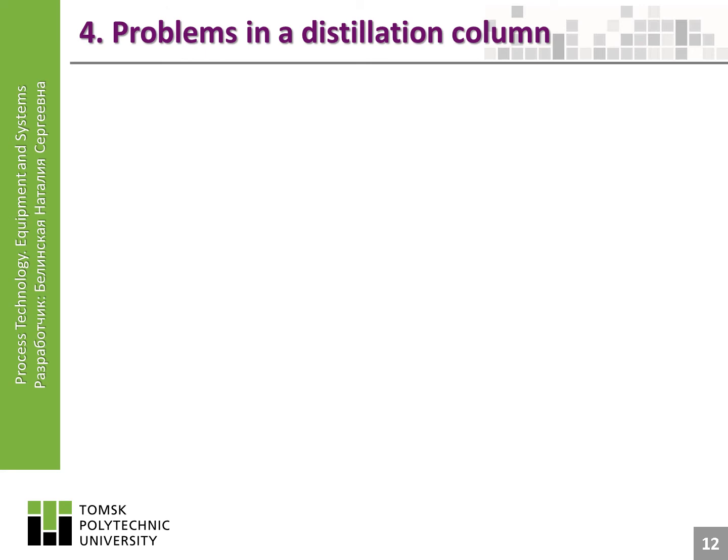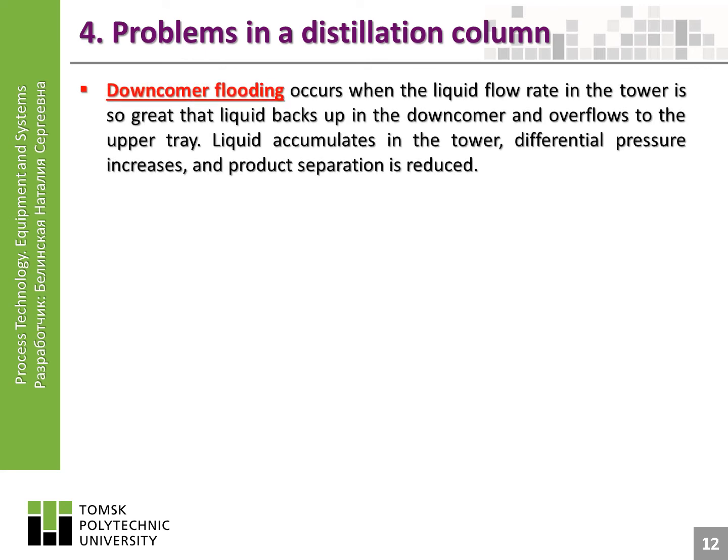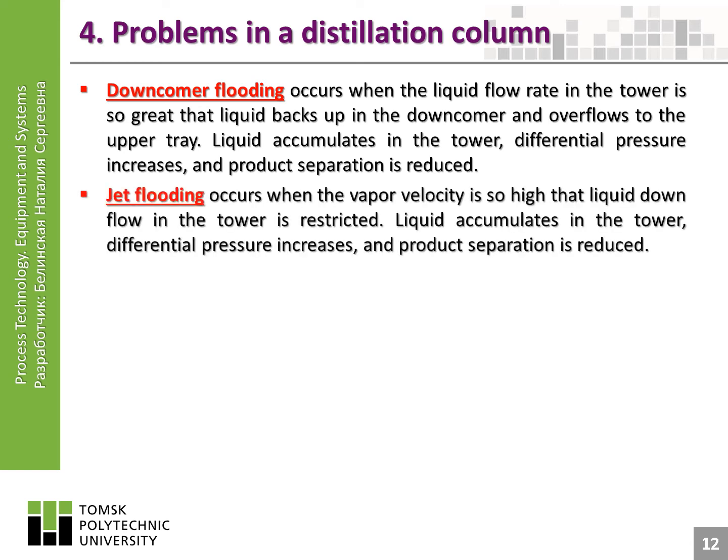Problems in a distillation column. Downcomer flooding occurs when the liquid flow rate in the tower is so great that liquid backs up in the downcomer and overflows to the upper tray. Liquid accumulates in the tower, differential pressure increases, and product separation is reduced. Jet flooding occurs when the vapor velocity is so high that liquid downflow in the tower is restricted. Liquid accumulates in the tower, differential pressure increases, and product separation is reduced.